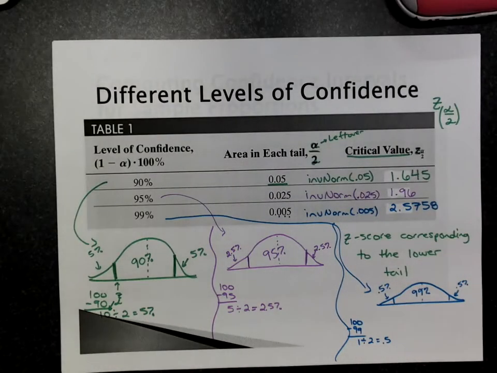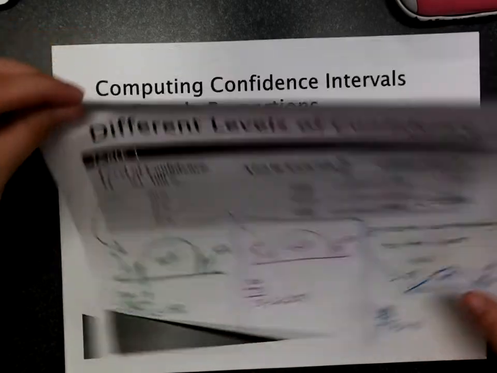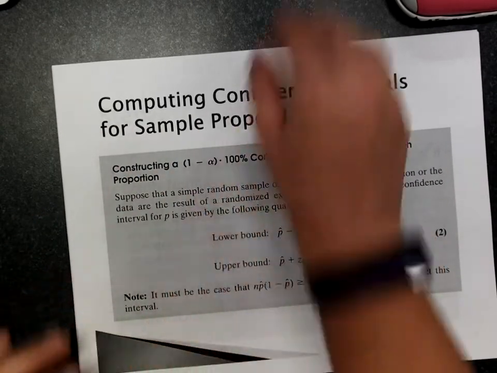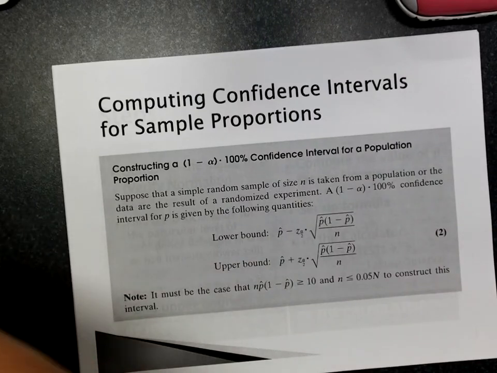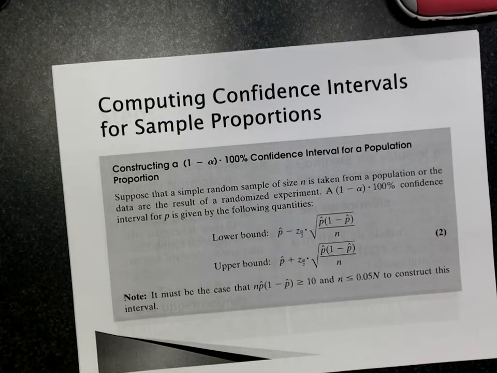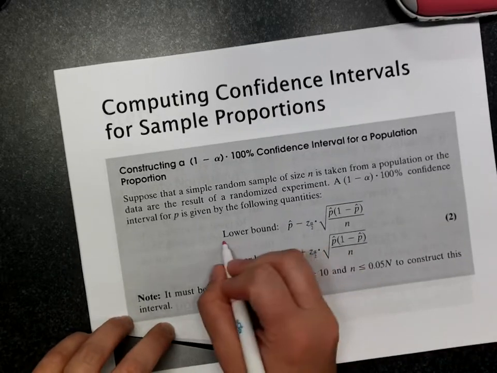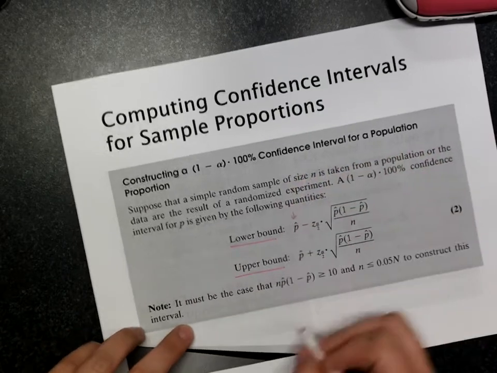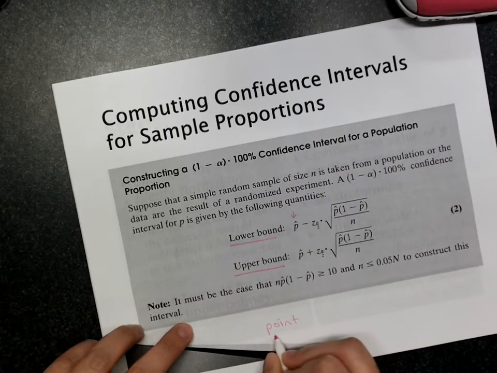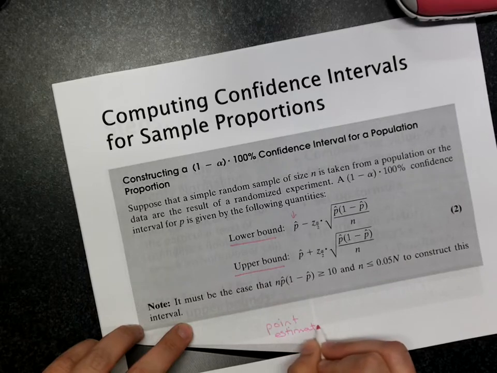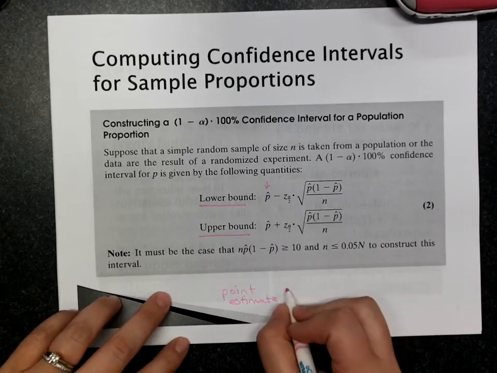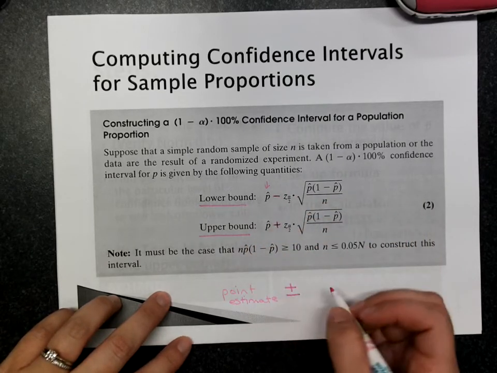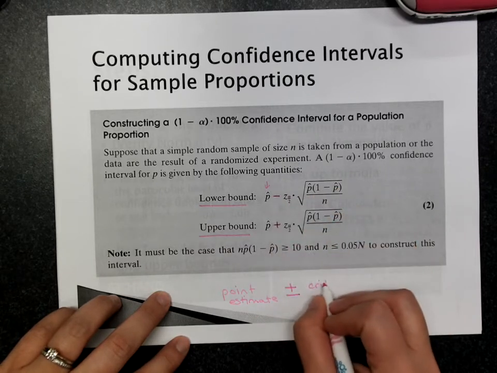So you're going to need that critical value in the formula for confidence intervals. So computing the confidence intervals for sample proportions. I got this chart out of your book. Each confidence interval has a lower bound and an upper bound because it's an interval. You take your point estimate, and you add or subtract. So one's subtract and one's add, so I just put them together, add or subtract. What we have is the critical value.